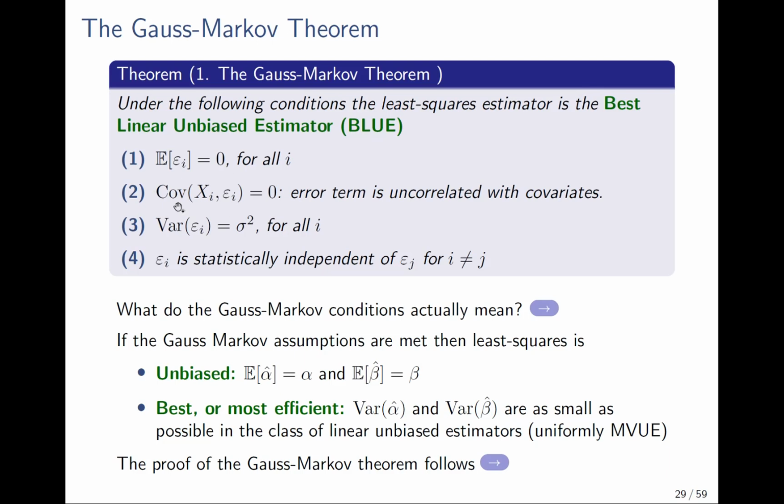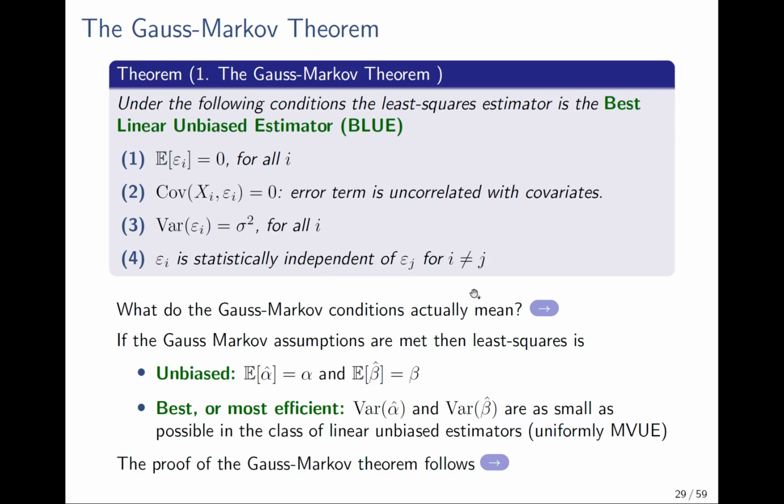Secondly, and we've come across this condition before, the error term must be uncorrelated with the covariates. So its conditional expectation, or its covariance, must be equal to 0. Thirdly, the variance of the error term has to be constant for all i. So each individual element of the error term has to have constant variance. The variance is not indexed by i, because the variance does not differ over observations. And finally, the error terms have to be statistically independent of one another. So the error term for observation i is independent of observation j for all i not equal to j.